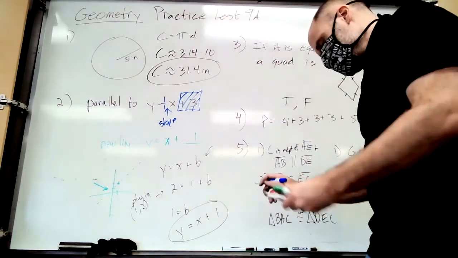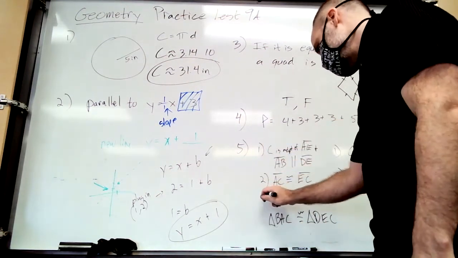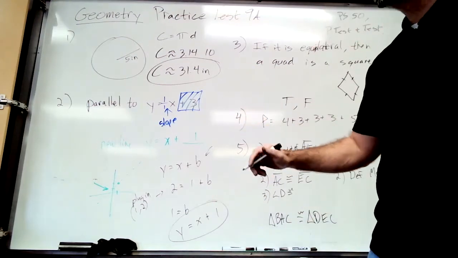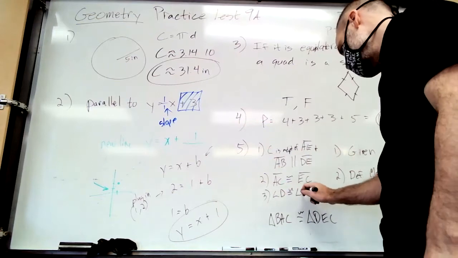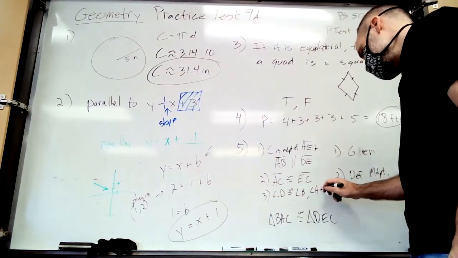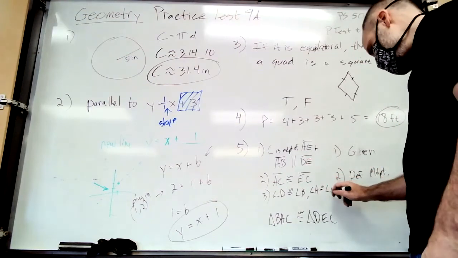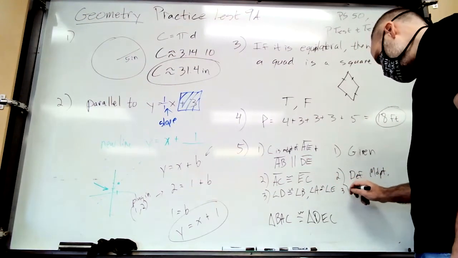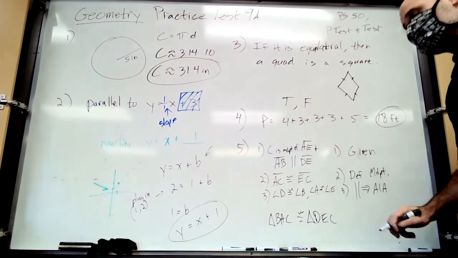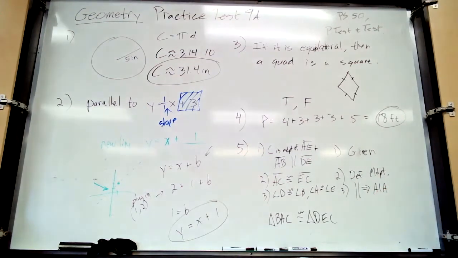So number 3 is angle D is congruent to angle B. Also, angle A is congruent to angle E. Why? Because parallel lines implies AIA. Alternate interior angles are congruent. Okay? So it's going to be a lot like that on the test.